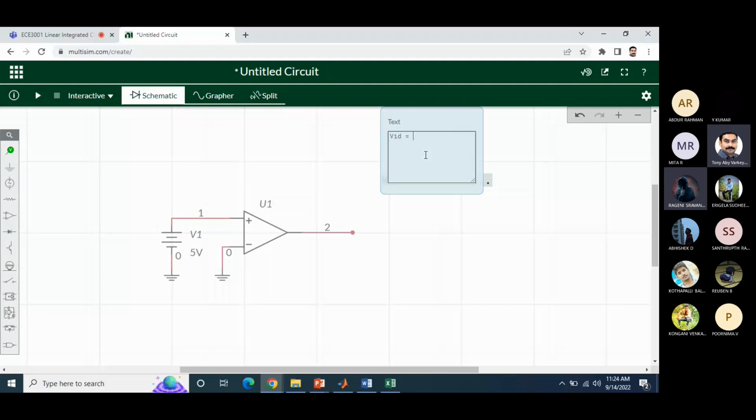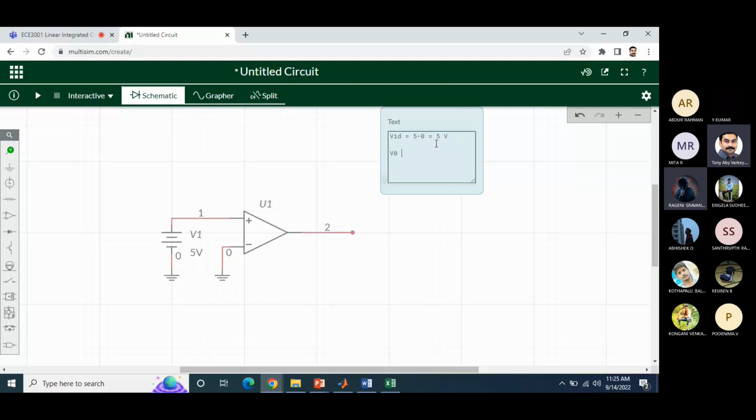VID means what? V1 minus V2, correct? So 5 minus 0. So 5 volt is our differential voltage we are giving, because at the positive terminal, the non-inverting terminal, we have given 5 volt, and at the inverting terminal, we have given 0. So 5 minus 0, 5 volt. So what should be the output voltage?